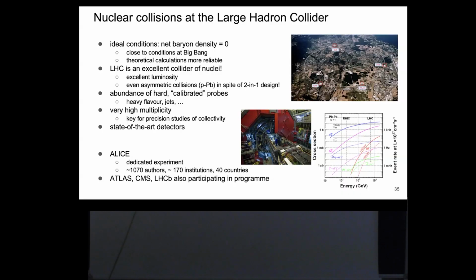There is an abundance of calibrated probes, hard probes, because the energy is very high. You have a few hundred c-cbar pairs per event produced in a central lead-lead collision at the LHC, for instance. And state-of-the-art detectors. The dedicated experiment is the ALICE experiment, which is essentially optimized for this physics, but also ATLAS, CMS and LHCb are participating in the program.